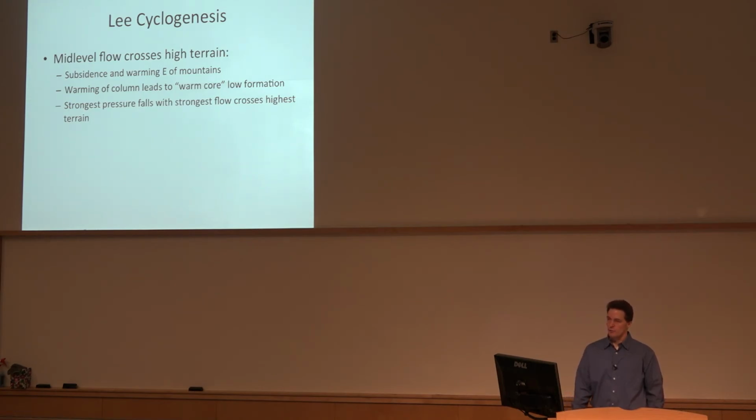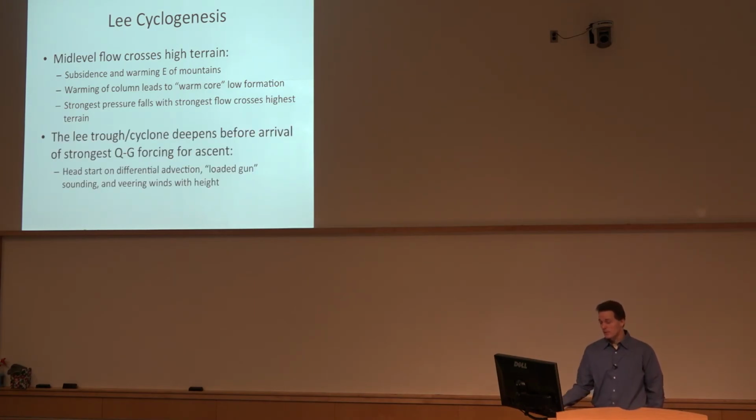It warms adiabatically through subsidence warming. That induces a warm core low. Think of the analogy of a balloon. You warm the balloon, you lower the density, we lower the pressure of the column or the surface pressure because the column's lighter above the ground. And then you induce pressure falls, and then that changes the wind profile. So you draw mass in the low levels.